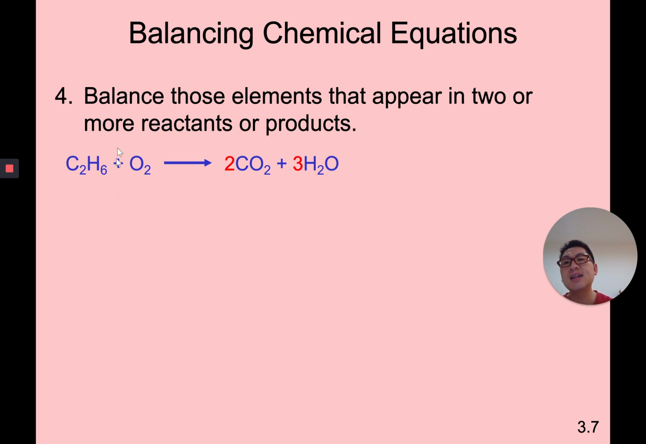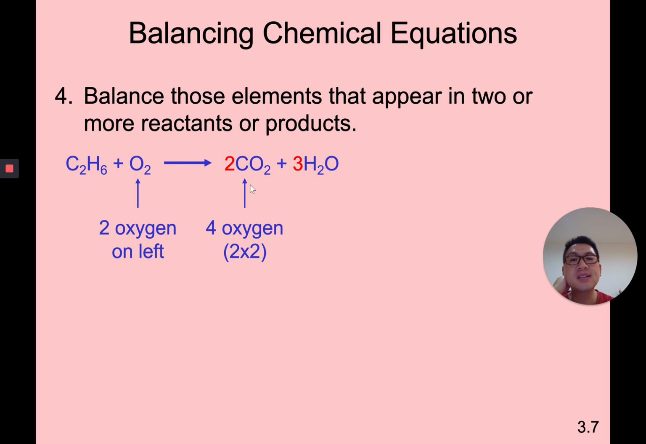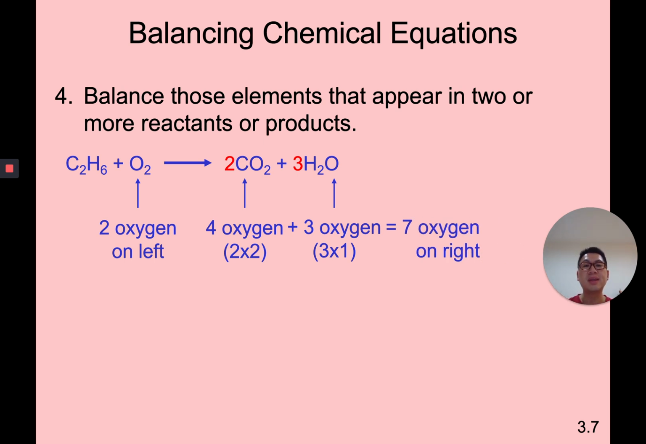On the left side, you can see I have 2 oxygens there. So how many oxygens are on the right side? Well, on the right side, kind of a slightly trick question, not really. In the carbon dioxide, I see 2 times O2s. I have 4 oxygens there. But that's not the only oxygen. I also have 3 oxygens right here. So I have 4 oxygens, 2 times 2, plus 3 more for a total of 7 on the right side. So I have 7 oxygens on the right, 2 on the left.